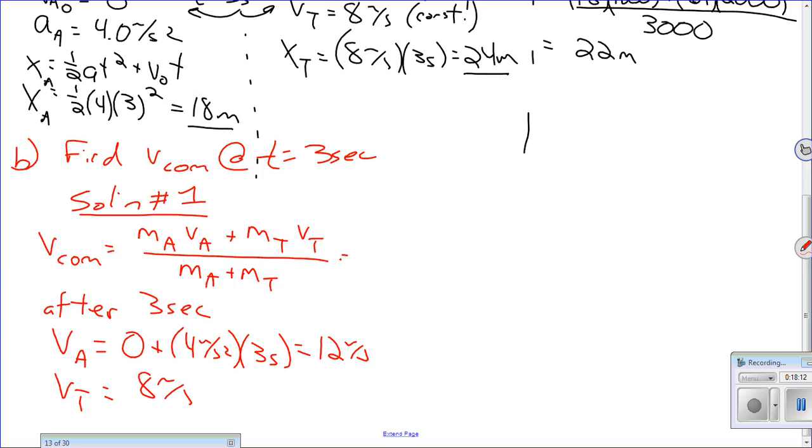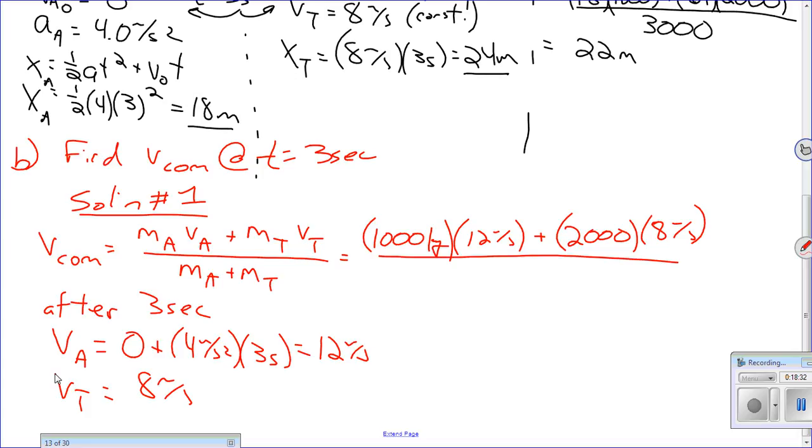So let's plug in our numbers. The mass of the auto is 1,000. Velocity of the auto is 12 meters a second. Plus the mass of the truck, 2,000. Velocity of the truck is 8. Is this all right? I'm worried I mixed up my truck and my car. Are we good? Okay. All right, divided by 3,000 kilograms. And it gives you 9.3 repeating, if you want to keep track, meters per second.